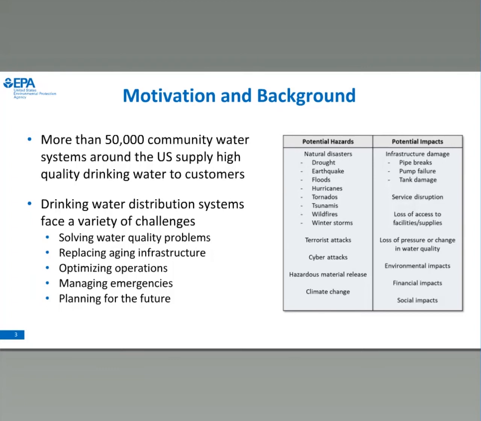These different hazards might have different potential impacts on the distribution system in terms of infrastructure damage, such as pipe breaks, pump failures, or tank damages. They also could be service disruptions. There could be changes in pressures or water quality, as well as societal and financial impacts.